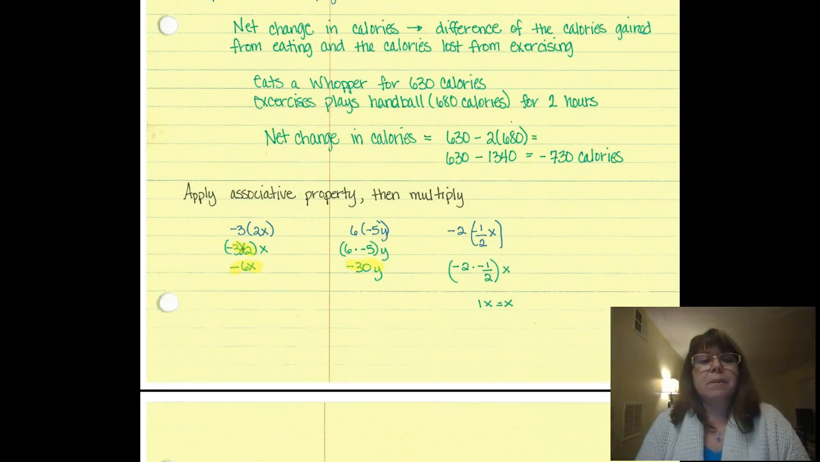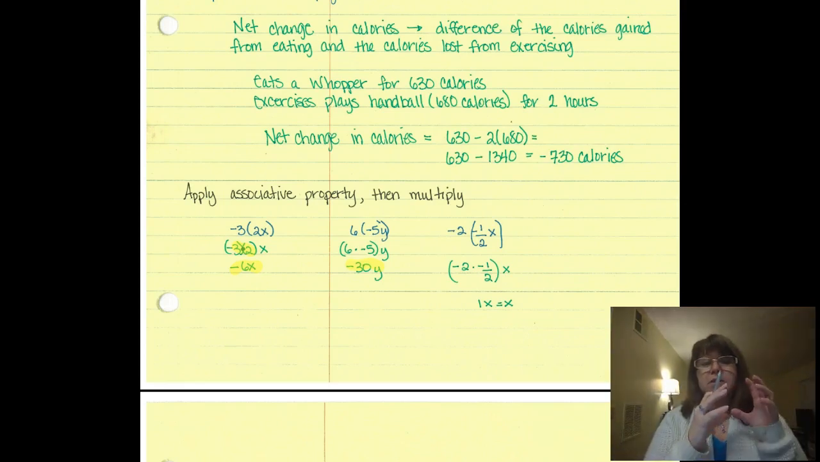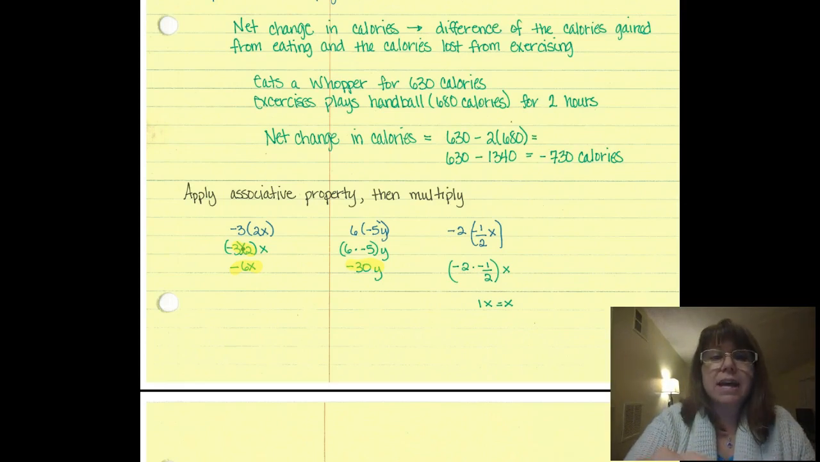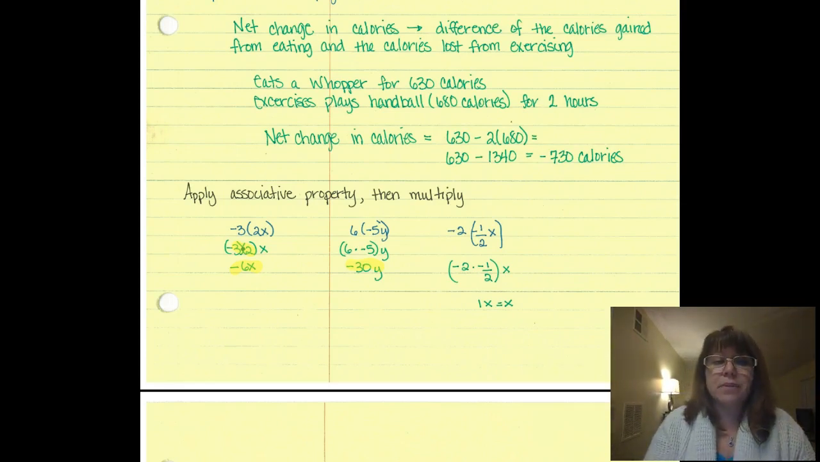The third example I have is negative 2 times the quantity negative 1/2 x. Again, I'm going to regroup it to where my numbers are together so I can do that multiplication. Negative 2 times negative 1/2. Well, negative times negative is a positive, so I can deal with the sign first. Now, 2 times 1 is 2, 1 times 2 is 2, 2 over 2 is 1. So our final answer is x in that case.